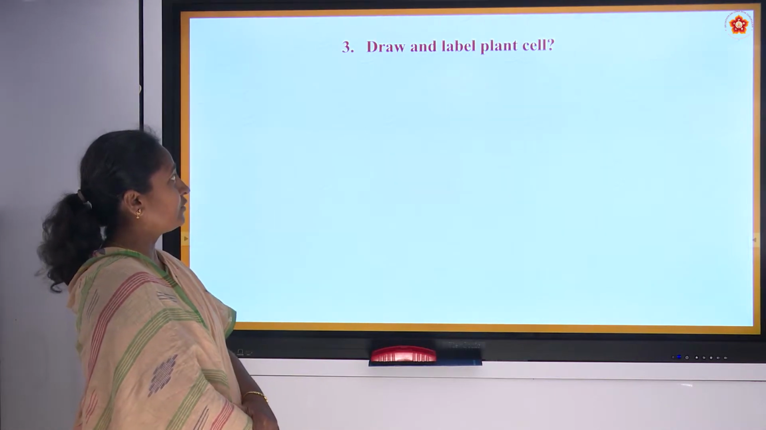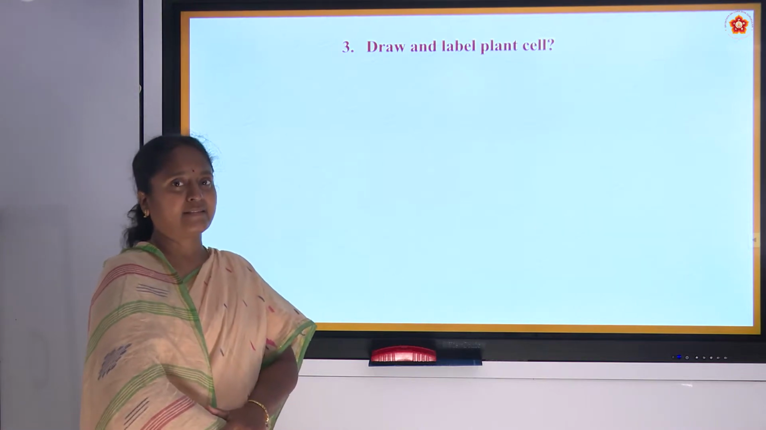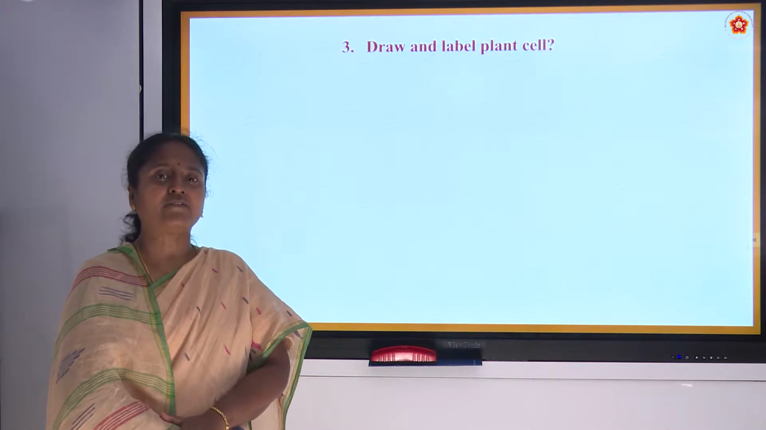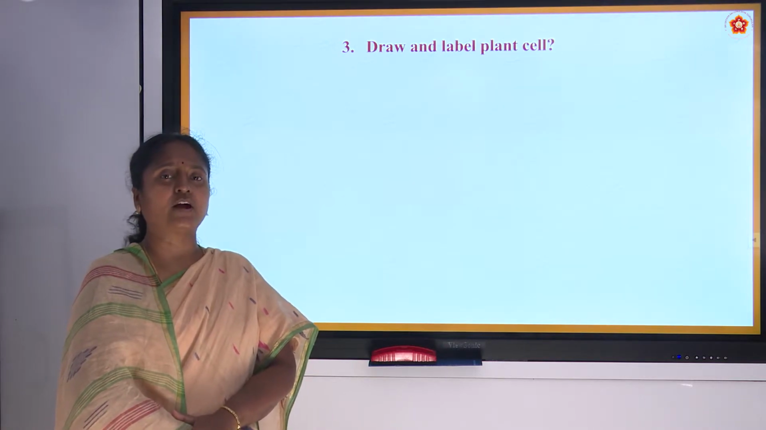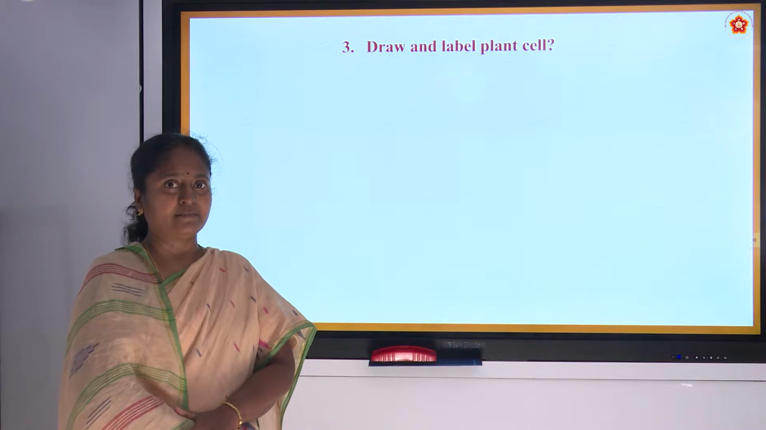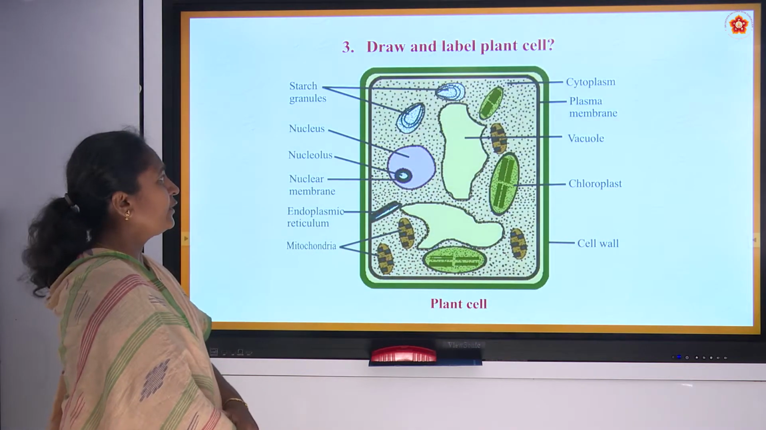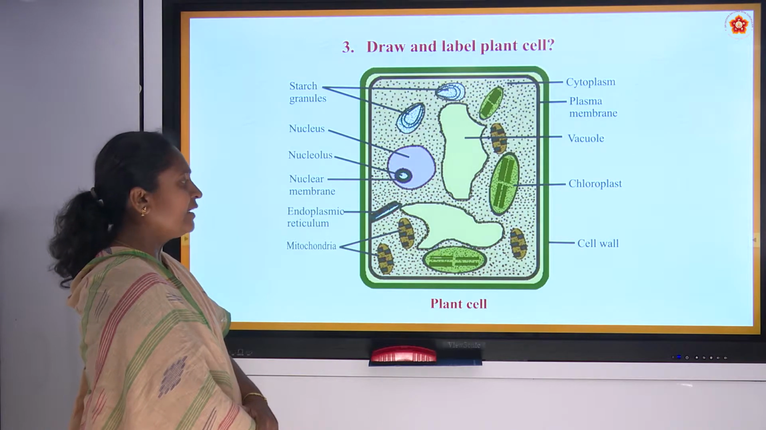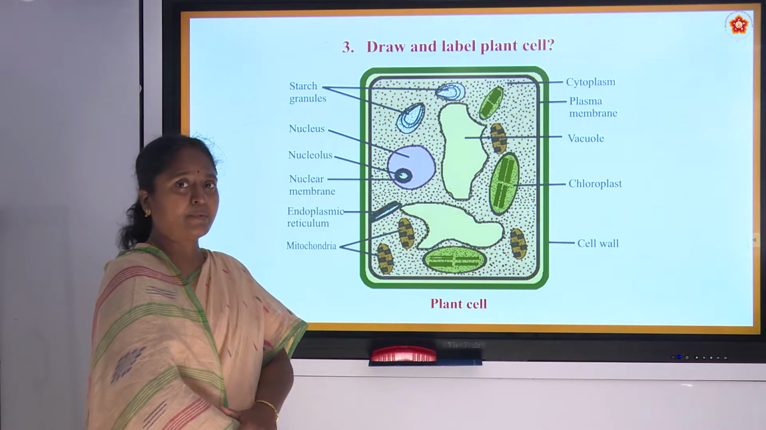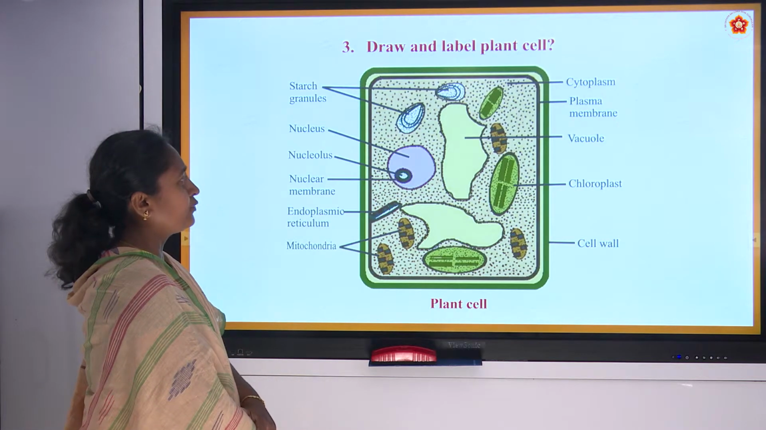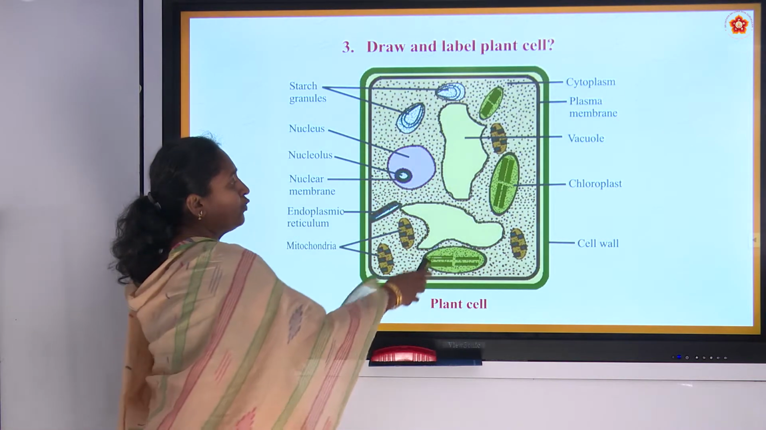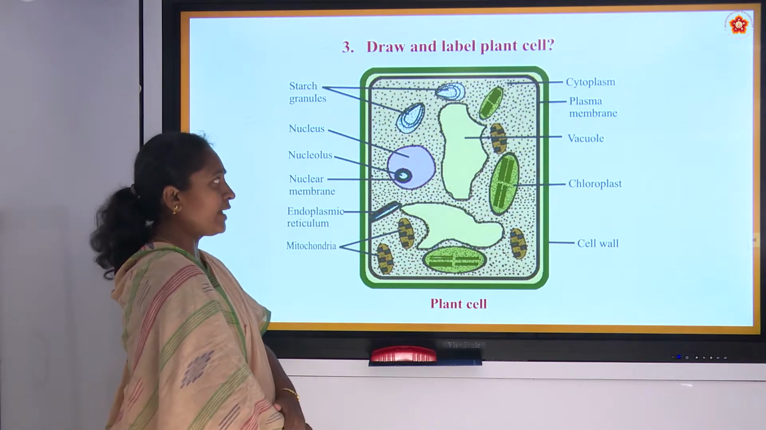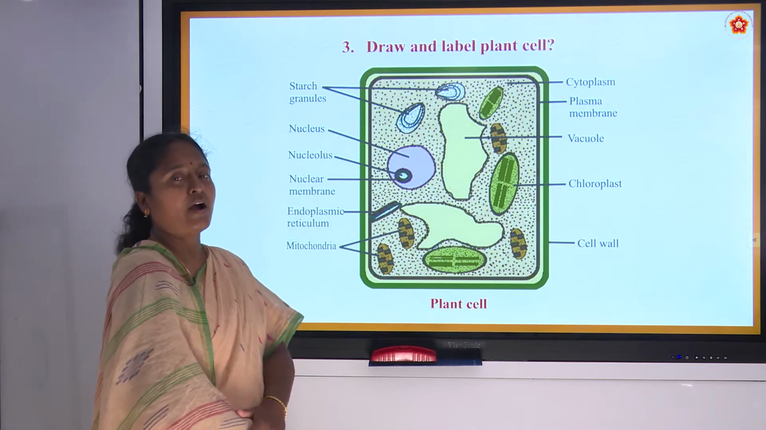We will see the third question, draw and label plant cell. This is only a drawing they have asked. So, you have to just draw a very neat sketch and also label the parts clearly. Here you can see a properly drawn plant cell. The most predominant structure in a plant cell is the cell wall and also the very prominent vacuole which is present in the center. So, the cell wall and the vacuole have to be drawn very clearly.